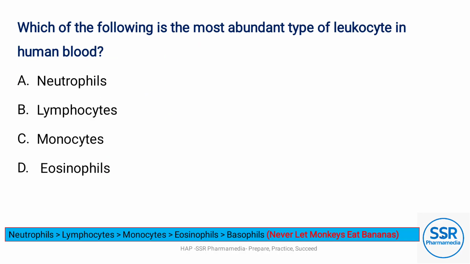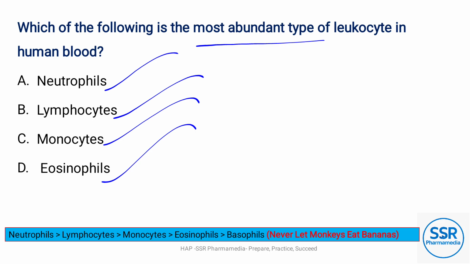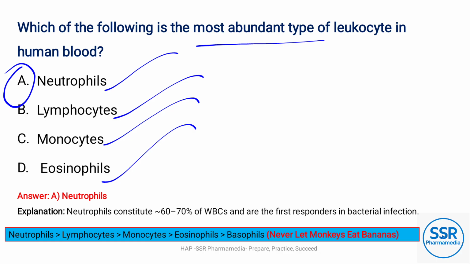Next, which of the following is the most abundant type of leukocytes in human blood? Option A, neutrophil. Option B, lymphocytes. Option C, monocytes. Option D, eosinophil. More abundant means option A, neutrophil. Neutrophils are 60 to 70% of WBC and are the first responders in bacterial infection.